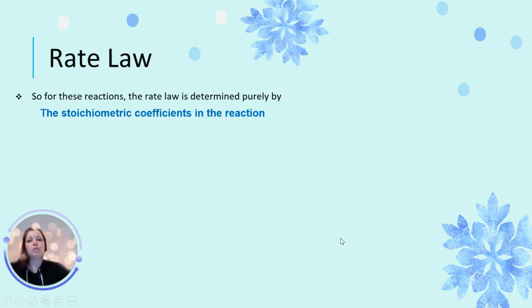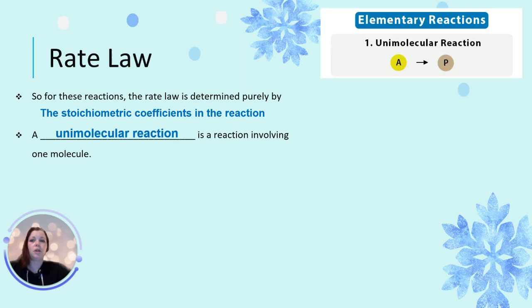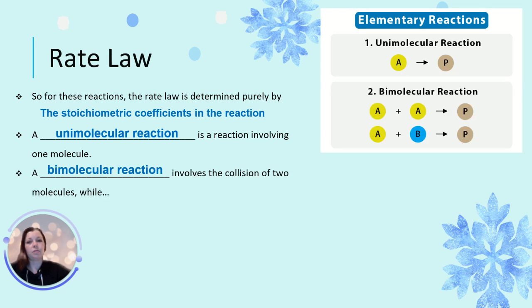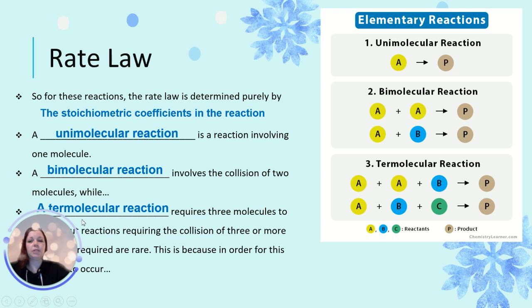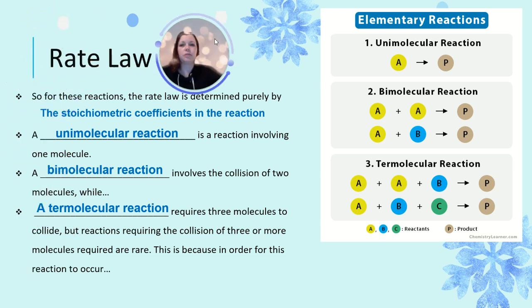For these reactions, the rate law is determined purely by the stoichiometric coefficients in the reaction. A unimolecular reaction is a reaction involving one molecule. A bimolecular reaction involves a collision of two molecules. So you could have A plus A yields a product, that would be bimolecular, or you could have A plus B. It could be two of the same thing or two different things, it doesn't matter. And then a termolecular reaction requires three molecules to collide.